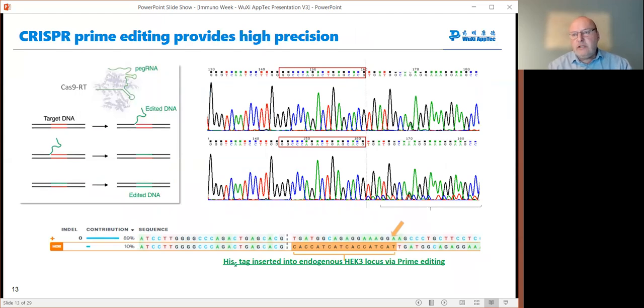To further improve the precision of the gene editing platform, we've implemented CRISPR prime editing, exemplified here for a his tag insertion into a HEC3 locus.